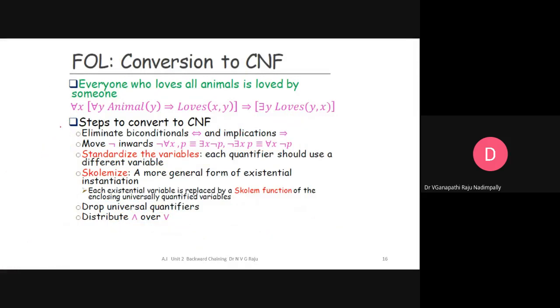If you know these steps, we will try to discuss one example. Shall I go?